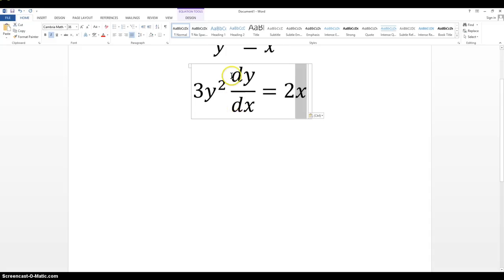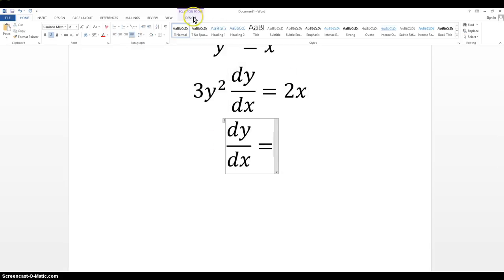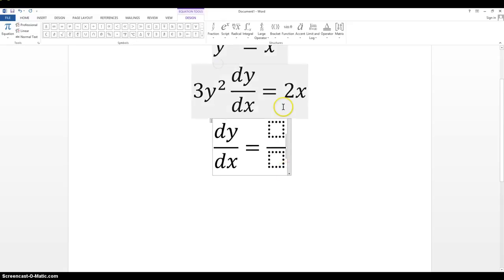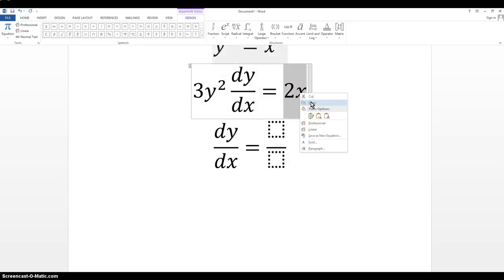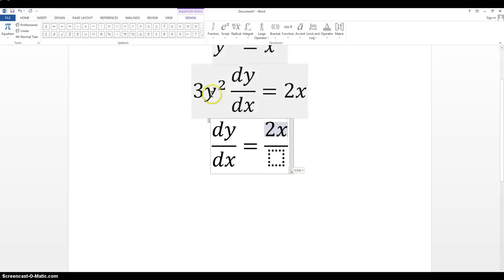Okay, from there your next step would be to simply divide by whatever's in front of the dy dx, which is 3y squared, so that we can isolate dy dx. So we get that it is equal to the numerator, which is 2x, and the denominator, which is 3y squared.